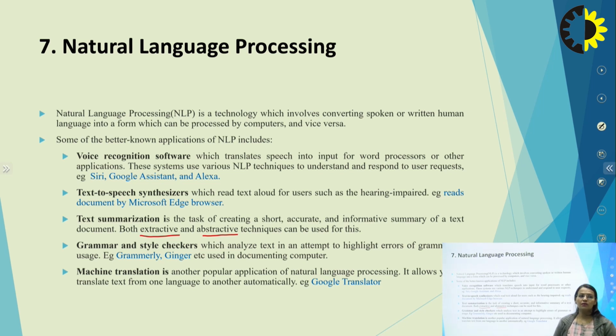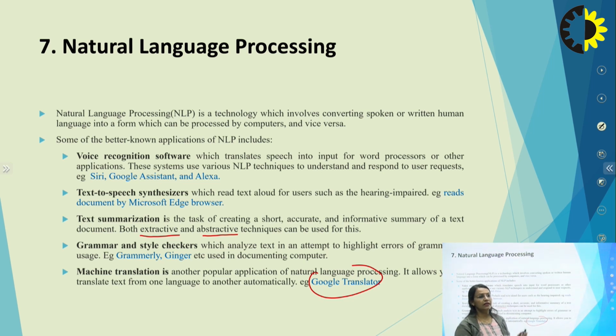Next application is machine translation, a very common and popular example of NLP that allows translating the text of one language into another automatically. A common example is Google Translator. So these are basically the emerging fields and common applications of NLP, and there are also various other applications used in NLP.